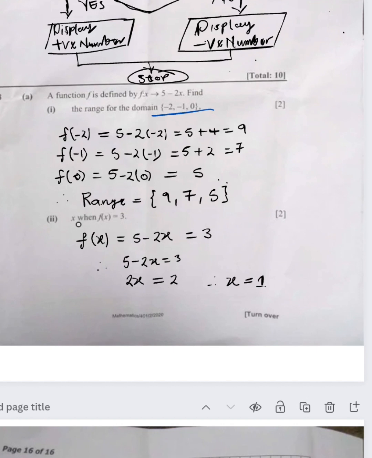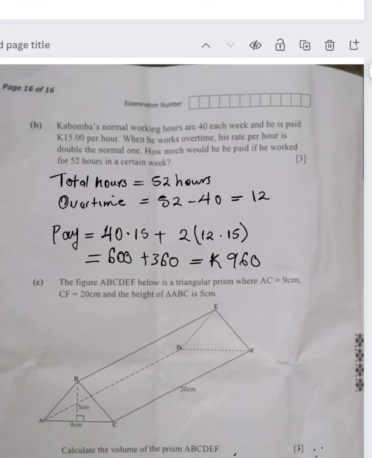Now we want to find the value of x, for which f of x is equal to 3. So f of x is equal to 3, but f of x is given by 5 minus 2x. So we are just solving this equation, that is 5 minus 2x is equal to 3. Okay, now we add 2x both sides, that is 2x is equal to 3 this side, 5 minus 3 is 2. So divide throughout by 2, x is equal to 1. Great.